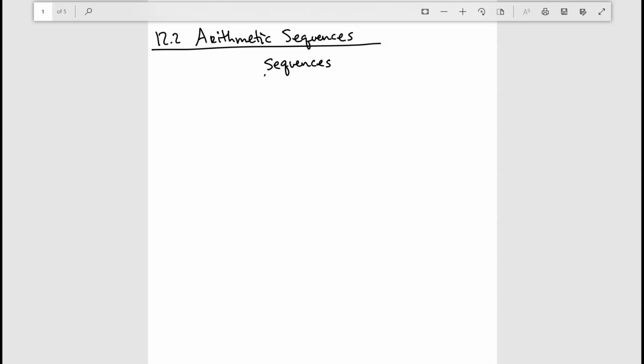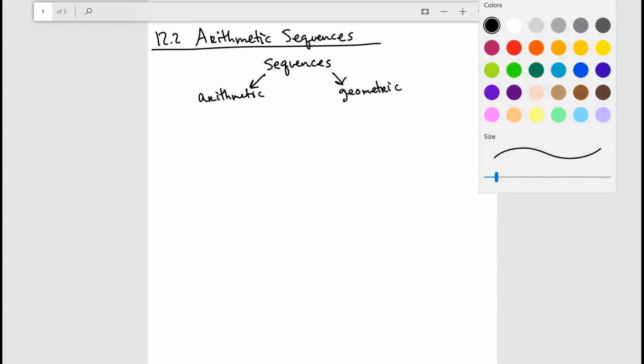And in this class, we're going to talk about two different types of sequences. The first type of sequences is what we're going to call arithmetic. So that is the first type of sequence. The other type is what we're going to call geometric. So these are the two types of sequences that we're going to talk about in this class.